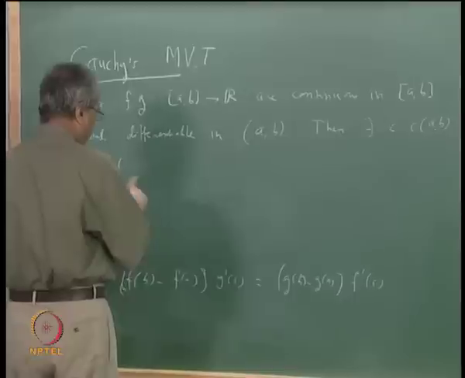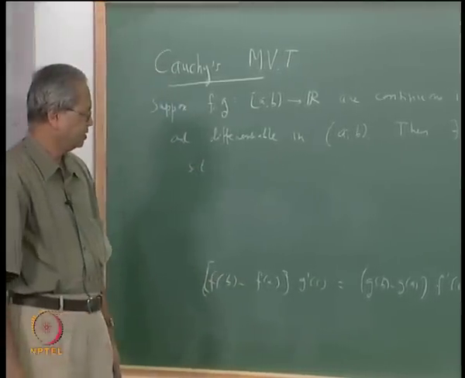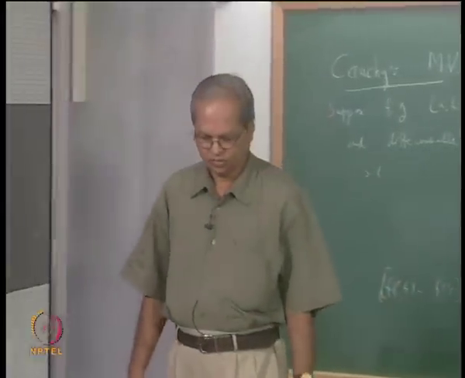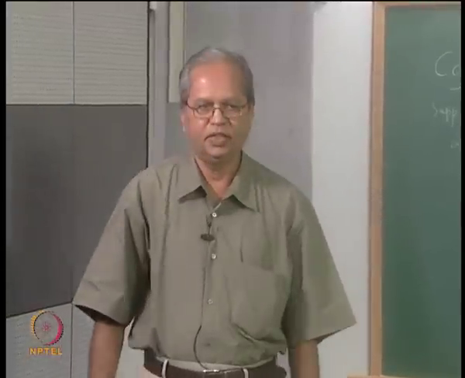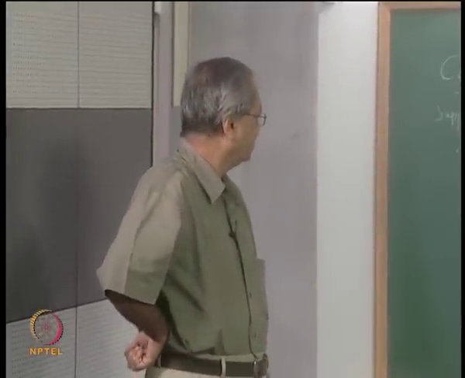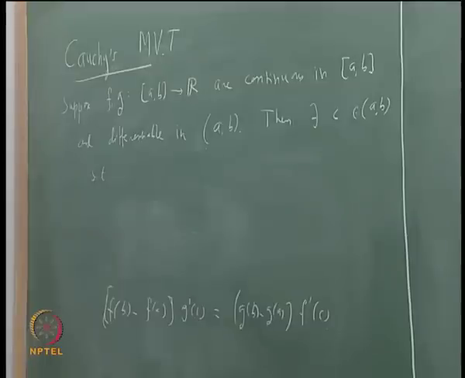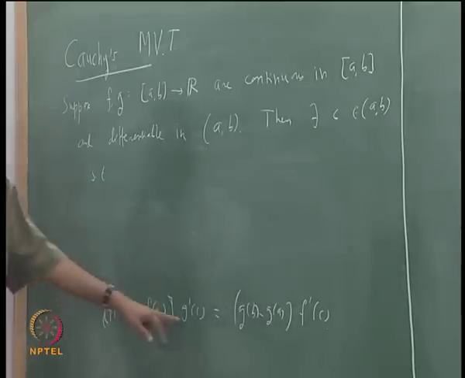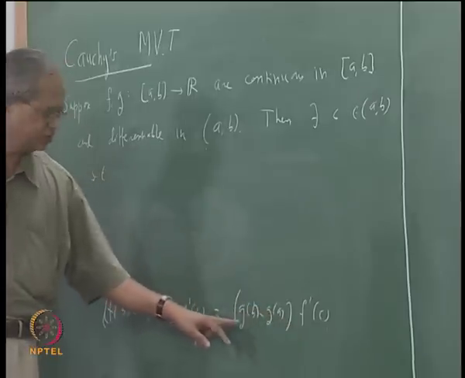Now before proceeding further with the proof, let us make one or two observations. Is it clear to everybody that Lagrange's mean value theorem is a special case of Cauchy's mean value theorem? That is, if we take g(x) equal to x, you will get Lagrange's mean value theorem. Because g(x) equal to x, then g prime will be 1, so this will be f prime c, and this will be just b minus a.